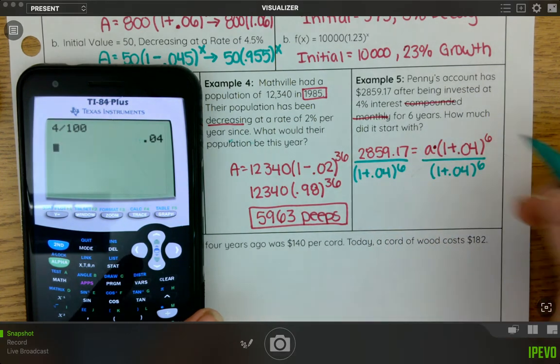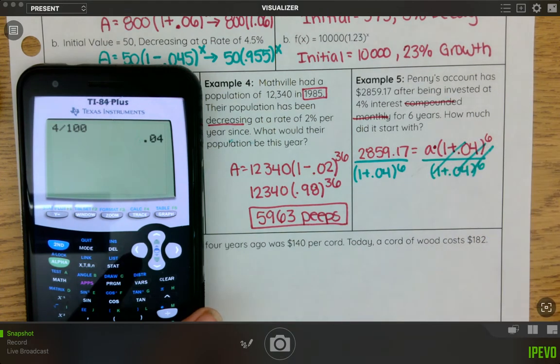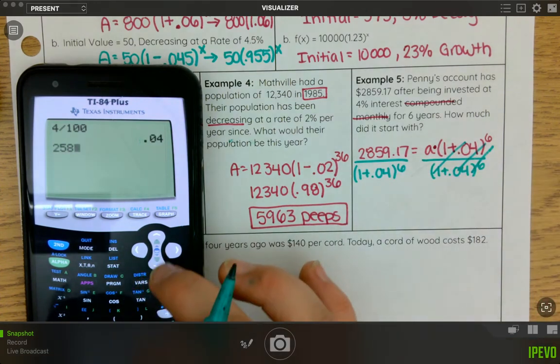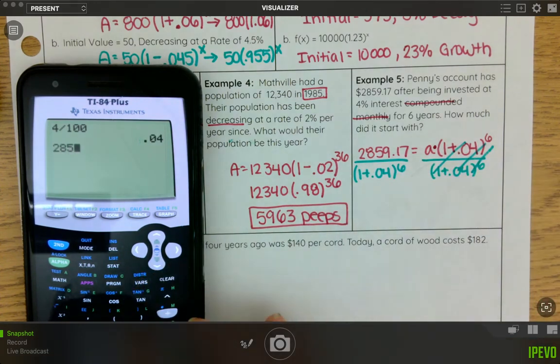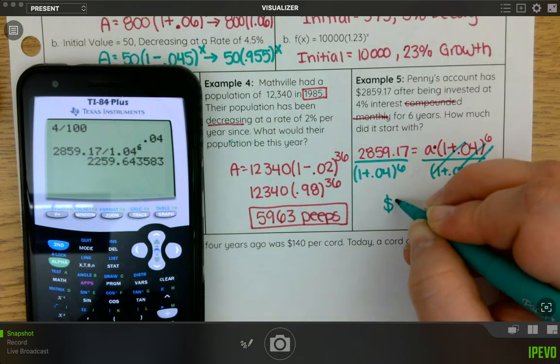On both sides. And what that does over here is it cancels it out. And over here, I have to actually do 2859.17 divided by, I'm going to make that 1.04 to the power of 6. And there you have it. That's how much money she started with.